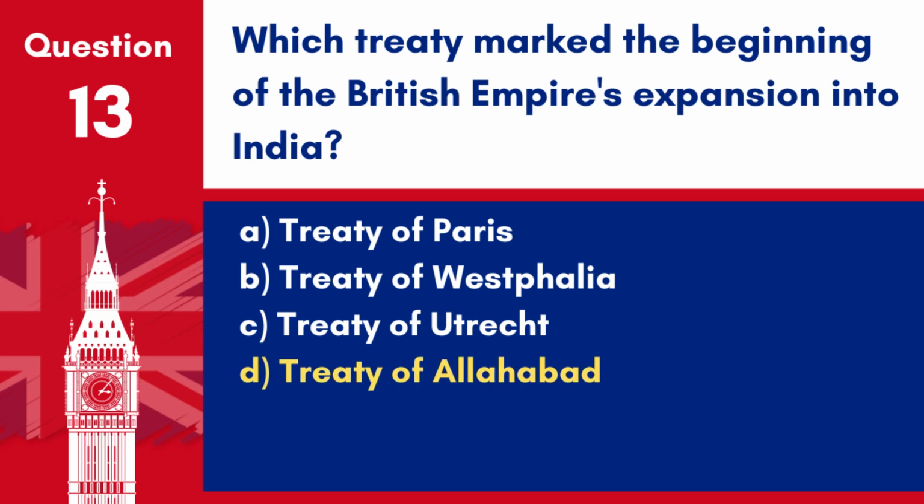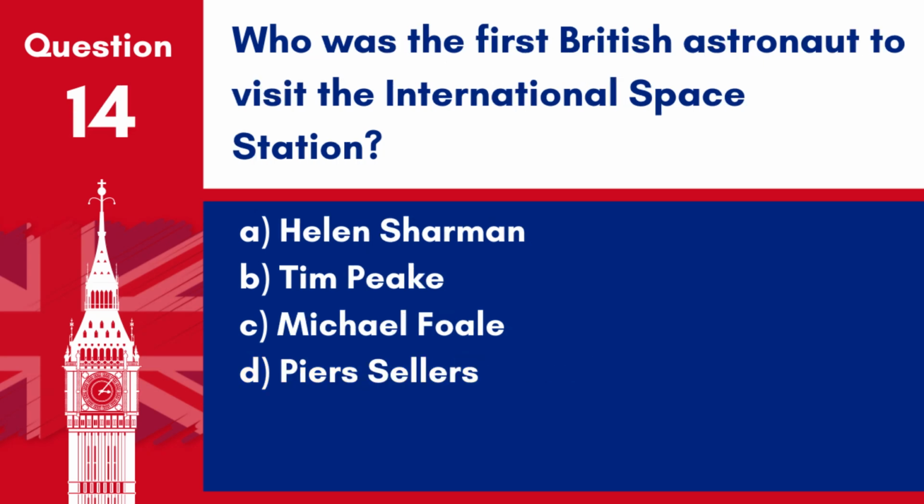Answer: D. Treaty of Allahabad. The Treaty of Allahabad in 1765 marked the beginning of the formal expansion of the British Empire into India, following the Battle of Buxar.